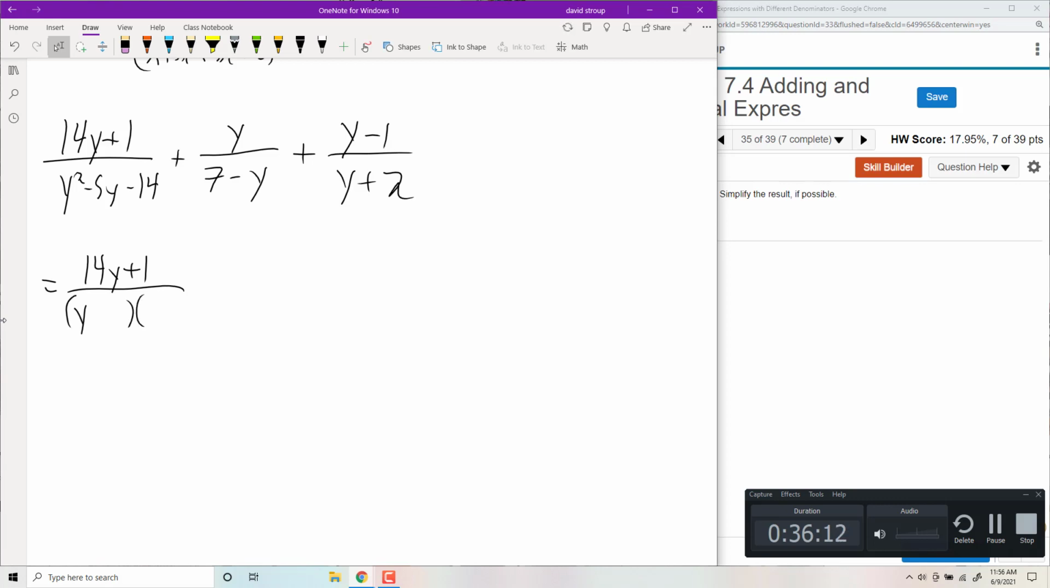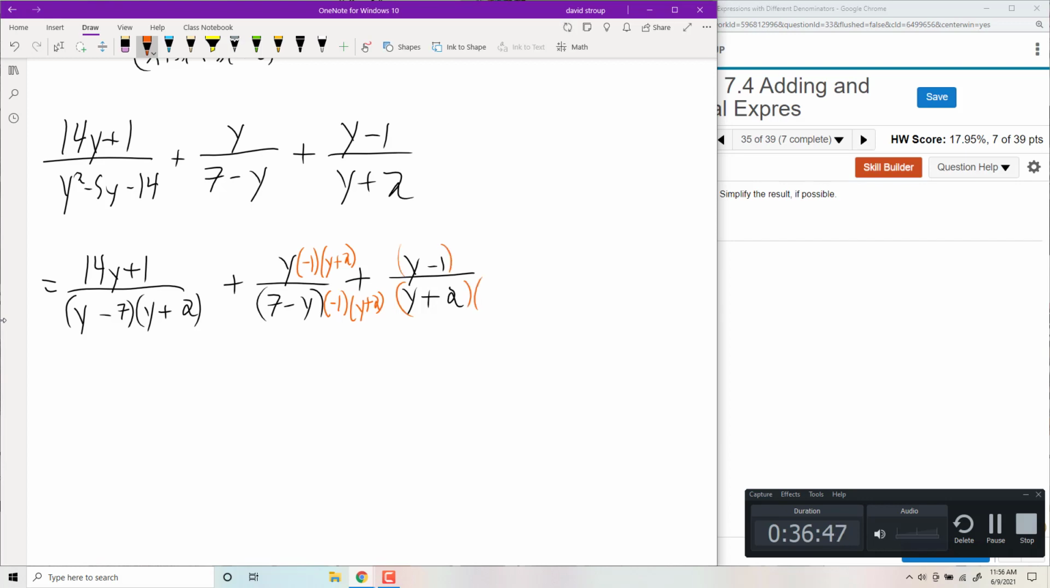Factor that denominator: y minus 2, y minus 7, y plus 2. The second one just is what it is, and the third one is what it is. So for the second one, I need to multiply top and bottom by a -1 to make the 7 minus y into y minus 7. Okay, so I'll do that. It's also then missing a y plus 2, so I need to multiply top and bottom by y plus 2. And then the third fraction is missing the y minus 7, so top and bottom by y minus 7.